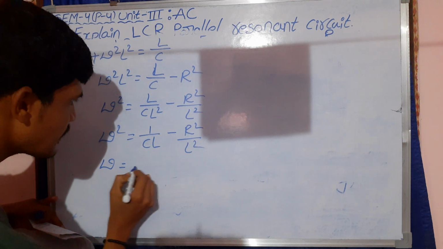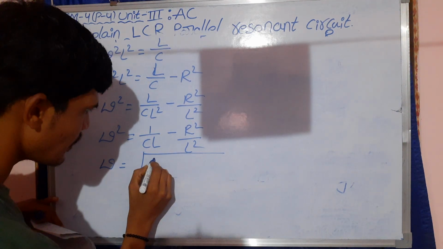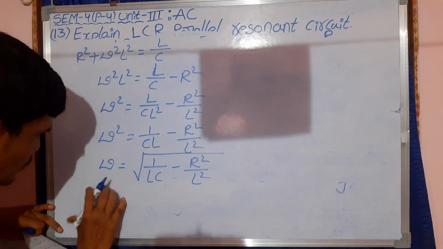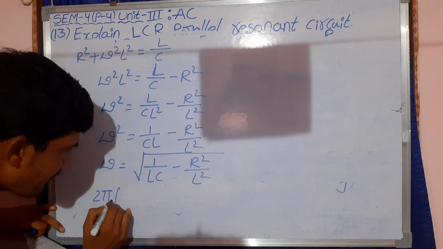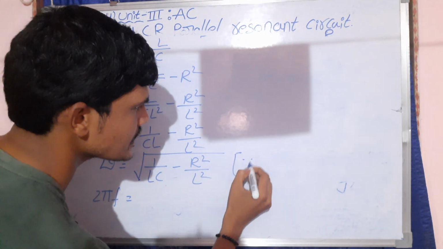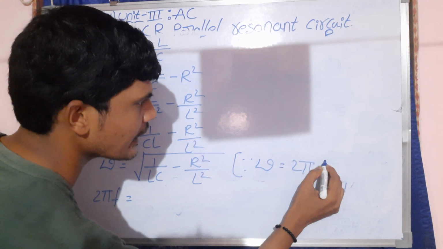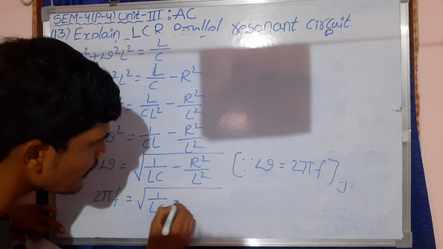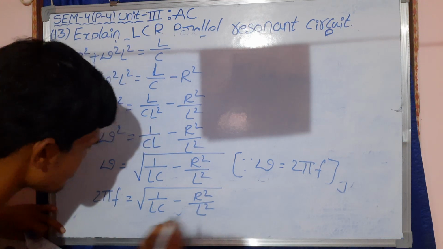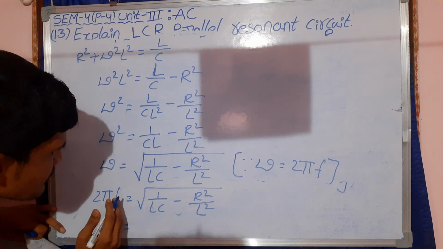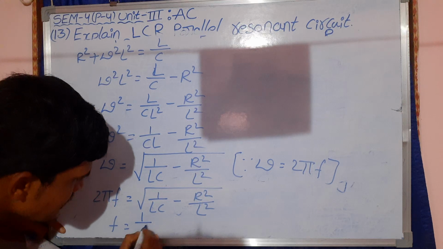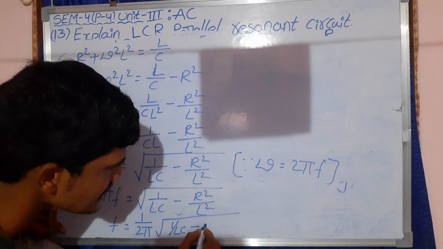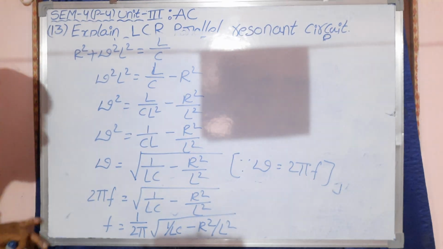Next, omega equals root over 1 by LC minus R square by L square. Since omega equals 2 pi f, f equals 1 by 2 pi times root over 1 by LC minus R square by L square.